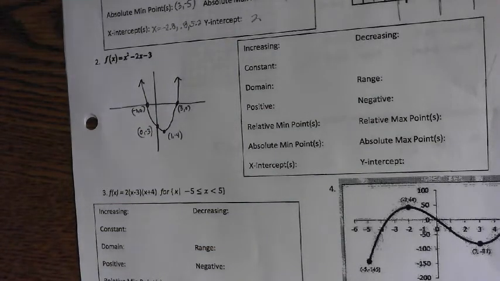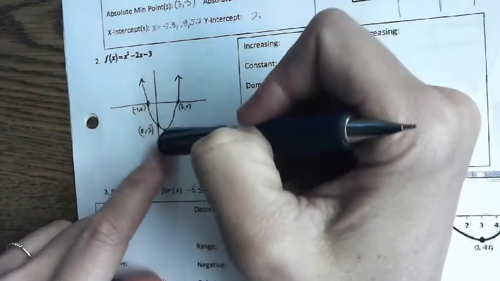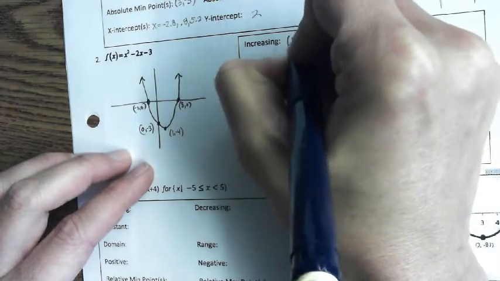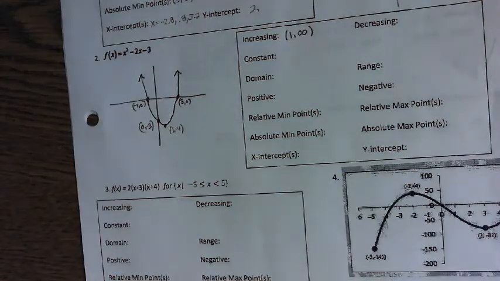Jack B, what do you think it is? 1 to infinity. Very good. From an x-coordinate of 1 to infinity, it's increasing. Increasing, decreasing, and constants always use parentheses, so that's a discussion we don't really need to have.